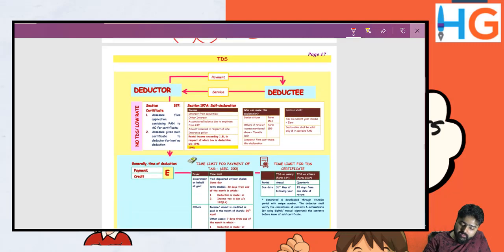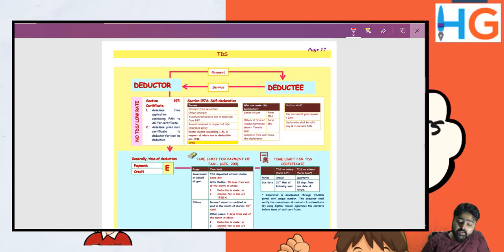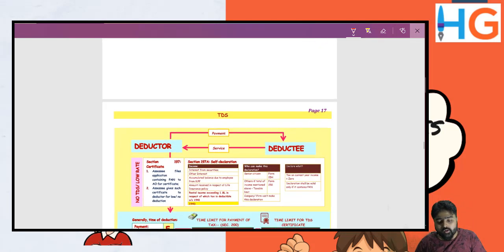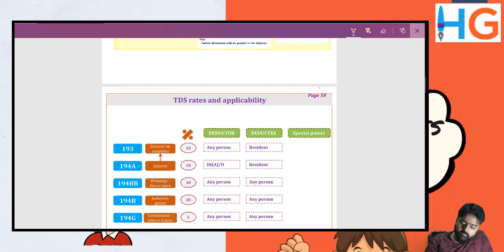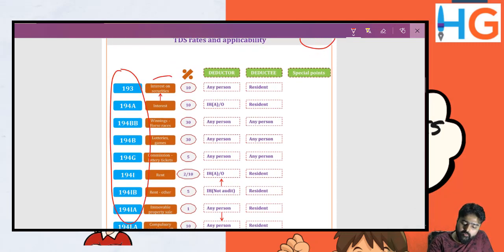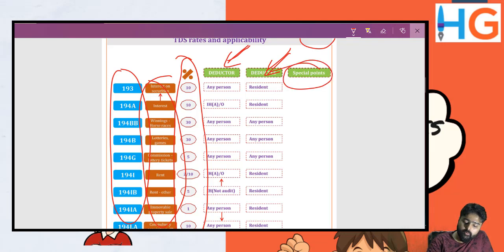So now I'll just brief you on the provisions of TDS and how you can make your life easier in TDS provisions. There are various things to mug up in TDS, like rates of taxes, the persons covered, special points, the section numbers. So what I've done is I've made this chart, page number 18 of the memory book. I have specified section numbers, provided the nature of income, the percentage, the deductor, the deductee. Now special points.